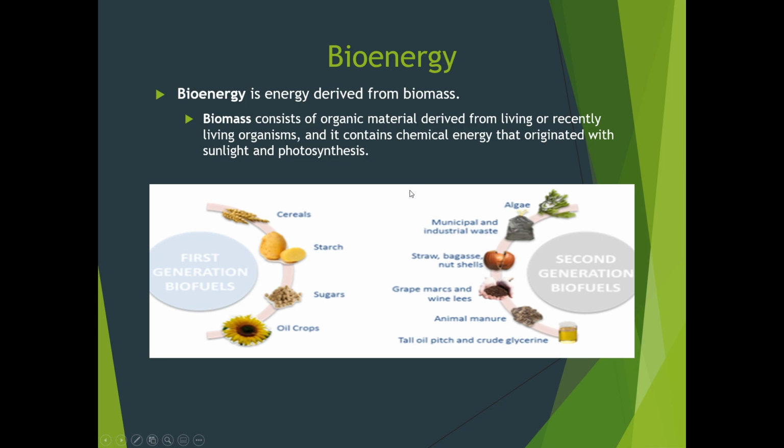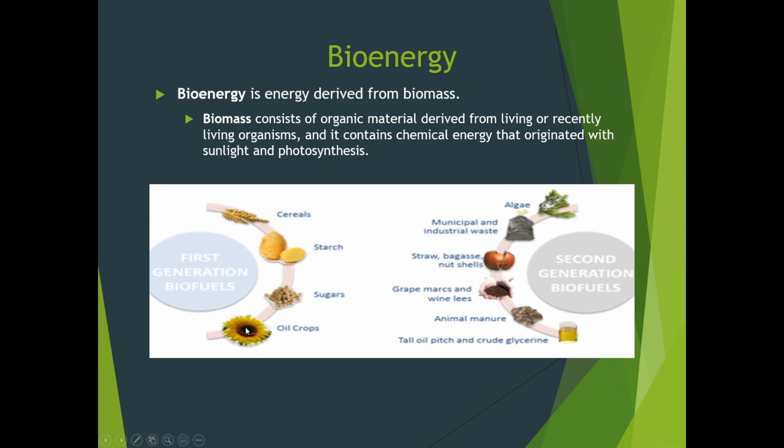There's also what's called first generation biofuels and second generation biofuels. First generation is cereals, starches, sugars, and oil crops. These plants are grown primarily for the use of biofuels, and this is what we started out with. But we've grown our process so we can use what's called second generation biofuels.